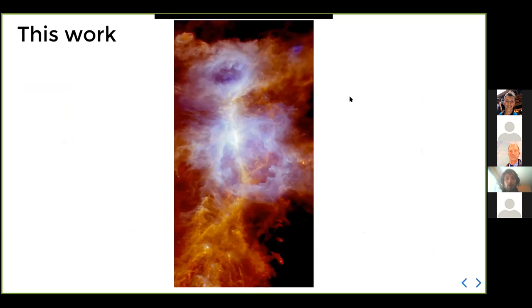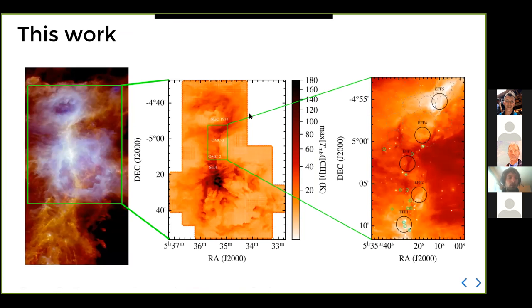Here is a better image of the integral shaped filament. You can see it clearly here, and you have the Orion bar here. We're not going to focus on this region because there's a lot of things going on. But we're rather going to focus on the northern part of the integral shape filament, where there's a lot of embedded star formation taking place. Well, not a lot, but there is some star formation taking place there. And there are no massive O stars so close as in the bar or in NGC 1977.